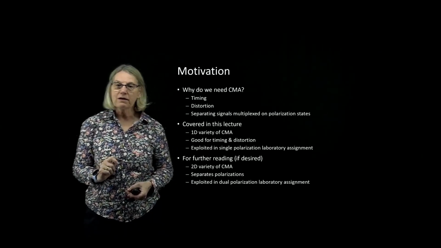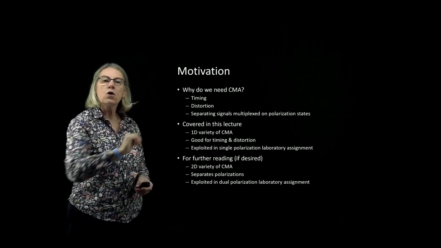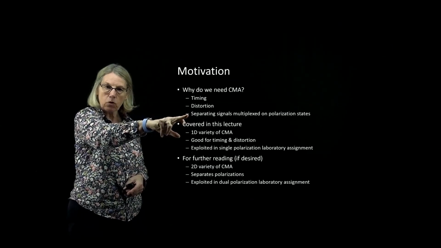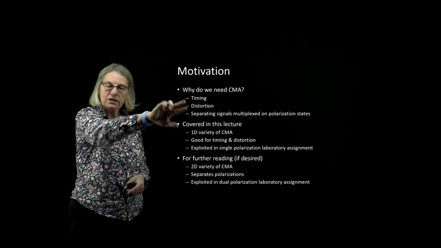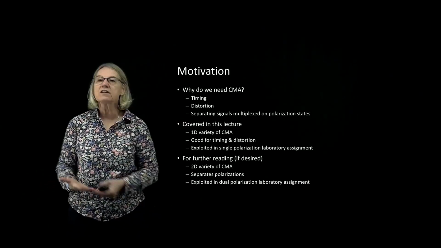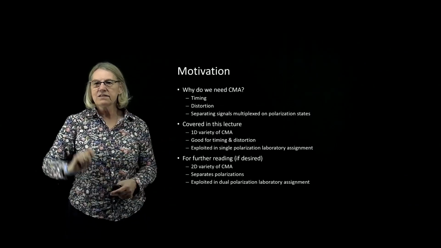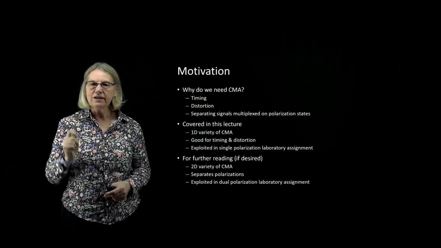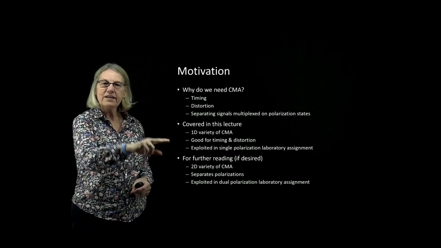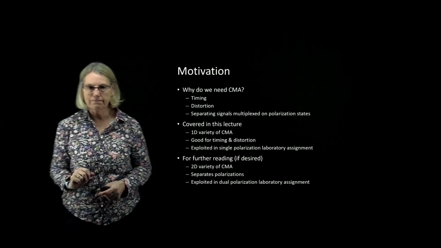What I'm going to be talking about in particular during this sequence of presentations is the one-dimensional variety of CMA. So this does not cover the two-dimensional that will be used for polarization states. I'd like to just talk about the 1D example to give you a feeling for how the algorithm works, and the extension to 2 dimensions is pretty straightforward. In the 1D case, we're very good at treating timing recovery and dealing with distortion. And it's exploited in our laboratory assignment for single polarization transmission.